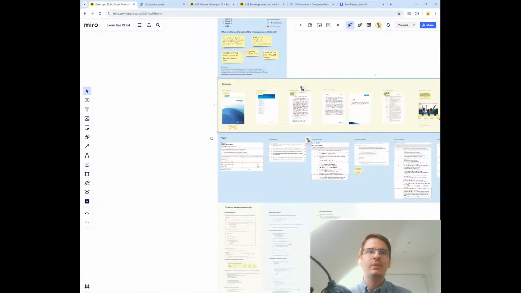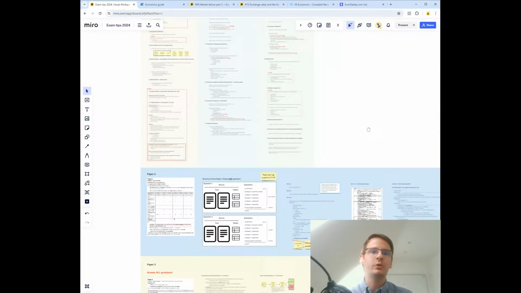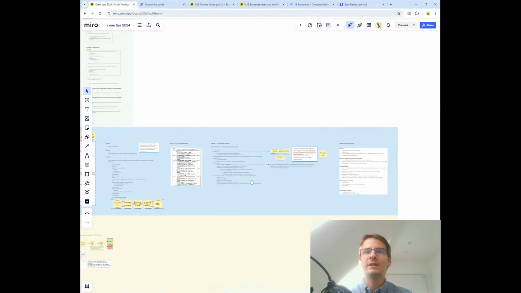Right, next up, we are going to go through paper 1 and what you need to do in your paper 1 answers. After that, we also go through paper 2. You see there's quite a lot of things here.